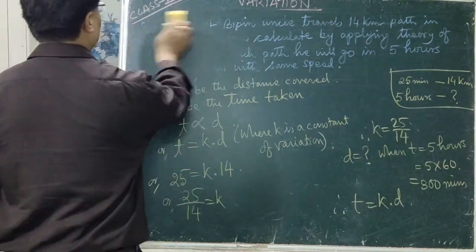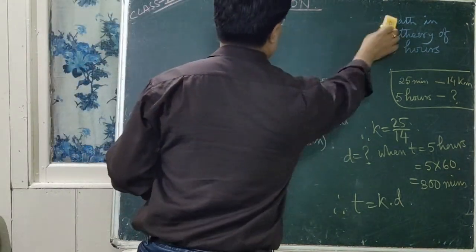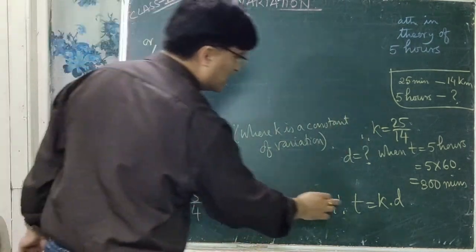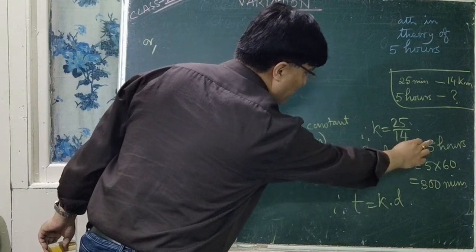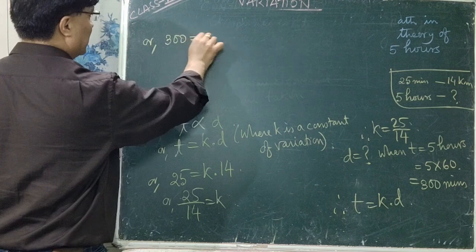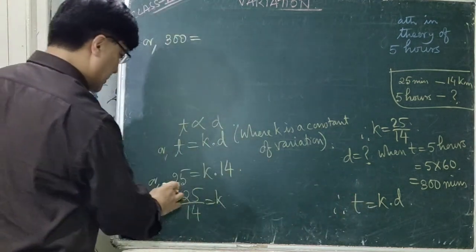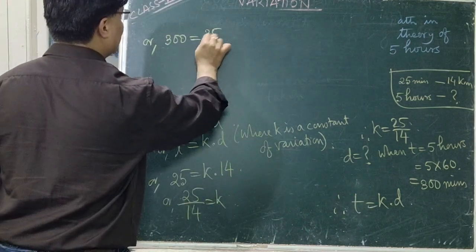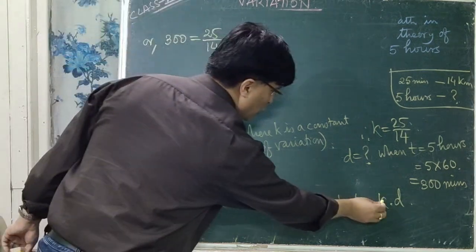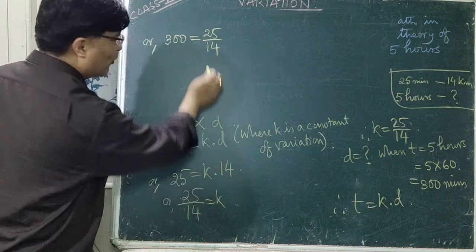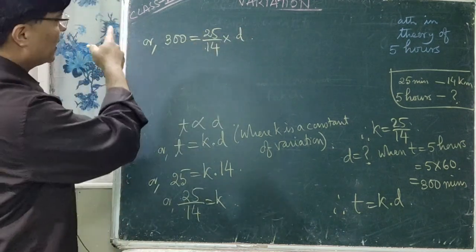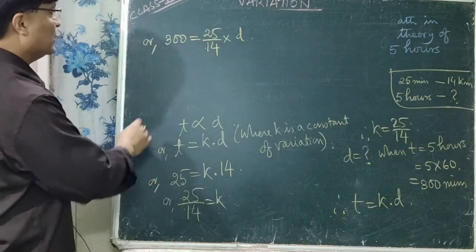So next, what is the value for t here? T is equal to 5 hours. That means in minutes it is 300. 300 is equal to, what is the value for k in this case? K is equal to 25 by 14. What value of k should we put? We put 25 by 14, into d. Okay? So you can easily get the value of d in this case.